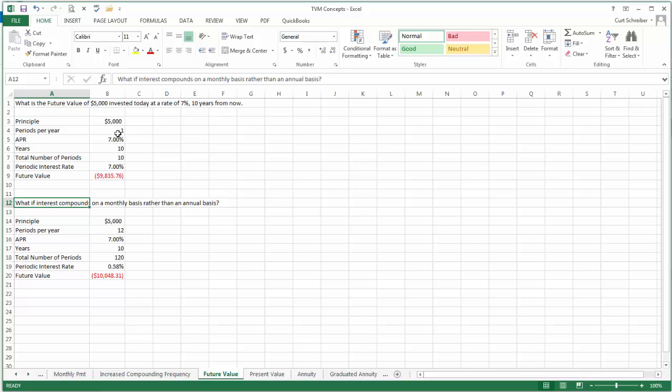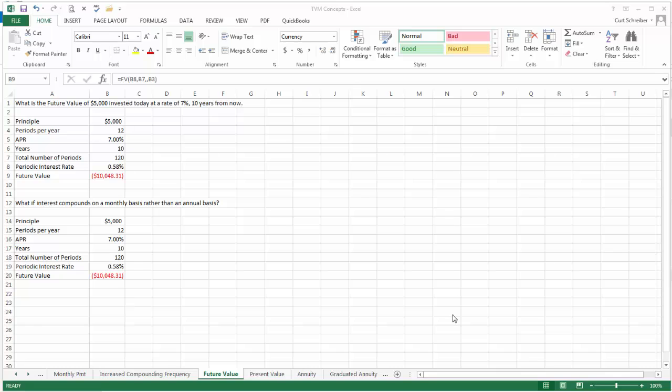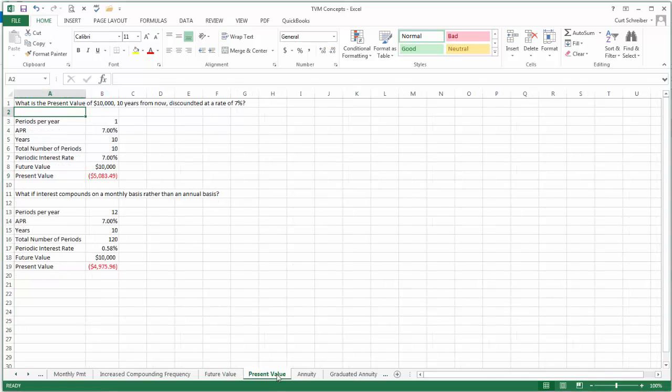Well, in this case, all we need to do is change the number of periods per year to 12 rather than 1. And notice that we have a slightly higher future value because we start earning interest on interest more frequently. The next item that we're going to cover here is the opposite of finding a future value. It is finding a present value.